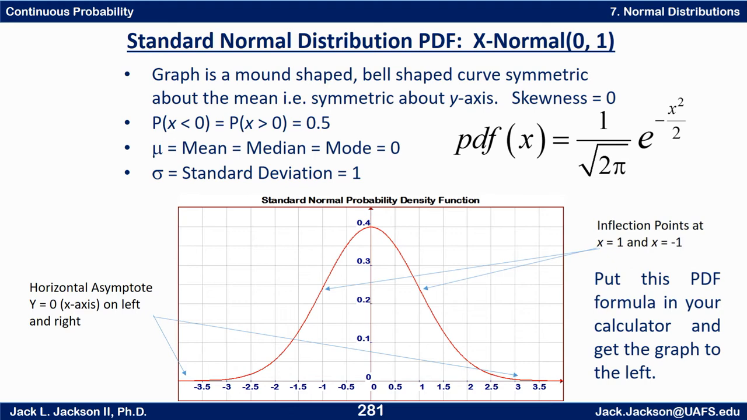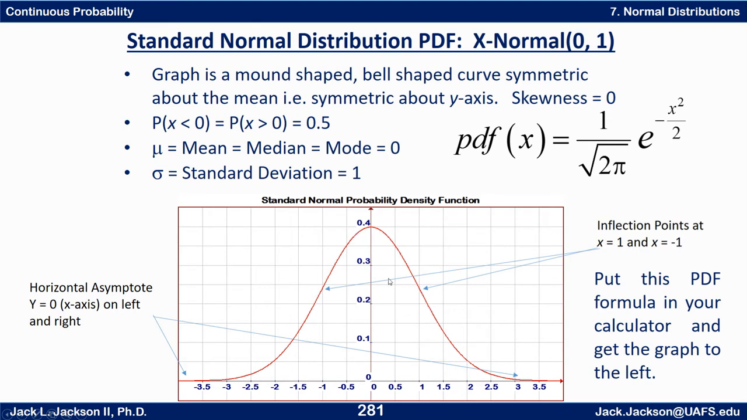The probability that x is less than the mean is the same as the probability that x is greater than the mean. In this case, probability x less than 0 and probability x greater than 0 are each 1/2. You can see the symmetry, a mirror image around the y-axis. The part on the right side in the first quadrant is a mirror image of what's on the left side here in the second quadrant.